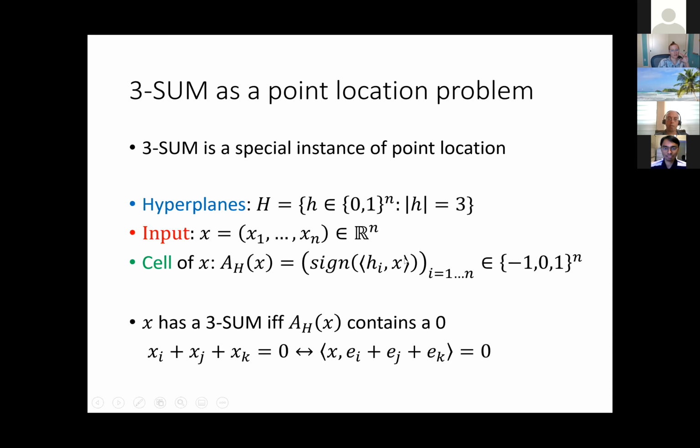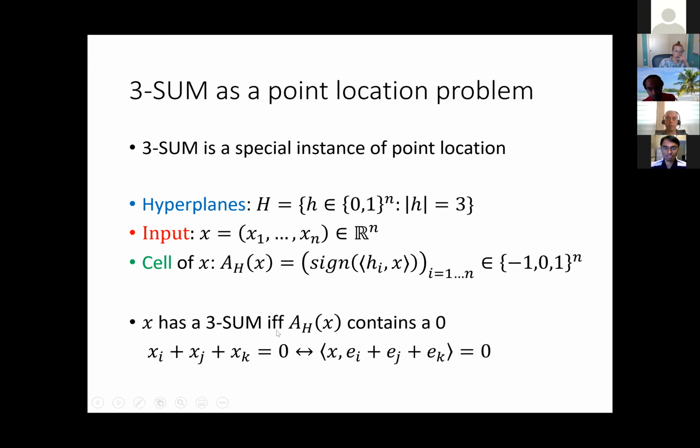So I'm claiming x has a 3SUM, meaning there are 3 numbers in x that sum to 0, if and only if x lies on one of these hyperplanes, right? If there is a hyperplane spanned by e_i plus e_j plus e_k, where these are just standard unit vectors, where x is just orthogonal to this, so x lies on this hyperplane. So if I know this whole vector of signs, and one of them is a 0, then I know x has a 3SUM. If none of them are a 0, x does not have a 3SUM solution. So of course, if I know this vector, I know more. But in particular, it's enough to solve 3SUM.